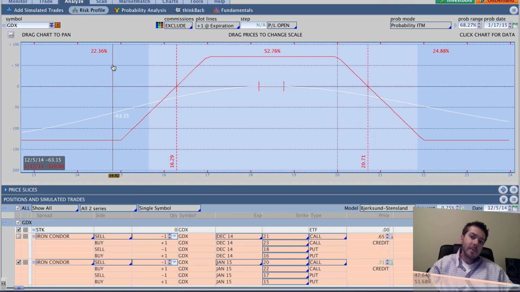And you can also look at these outer percentages. So our probability of losing money on a downside move is 22.36. Probability of losing money on an upside move going out of our range is 24.89. So those numbers are pretty close to each other. There's no real major directional skew. Well, how would we skew this directionally if we were willing to? Well, you'd want to skew it to the side that you think there's more risk.